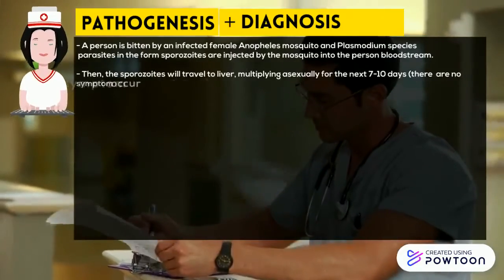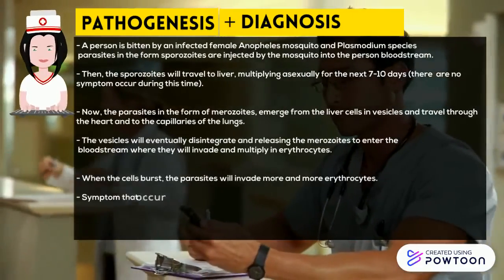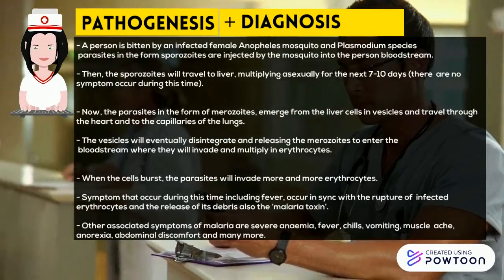Pathogenesis and diagnosis. Pathogenesis of malaria begins when a person is bitten by an infected female Anopheles mosquito, and Plasmodium species parasites in the form of sporozoites are injected by the mosquito into the person's bloodstream. Then the sporozoites travel to the liver, multiplying asexually for the next 7 to 10 days, and no symptoms occur during this time.